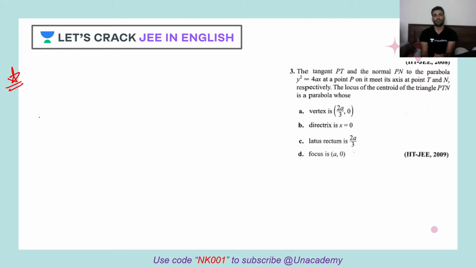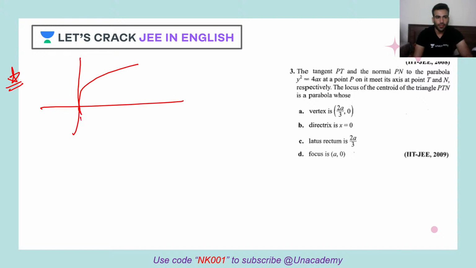Question number 3. So in this question, the tangent and the normal to the parabola, the standard parabola, is given to you guys. Sorry guys, this pen tablet is just not functioning properly. I'll fix it tonight. Okay, so this is my y square is equal to 4ax. This is my standard equation.